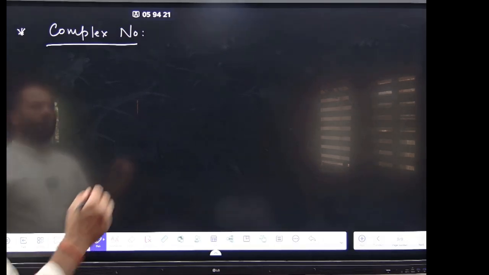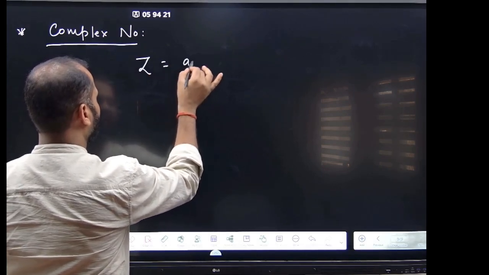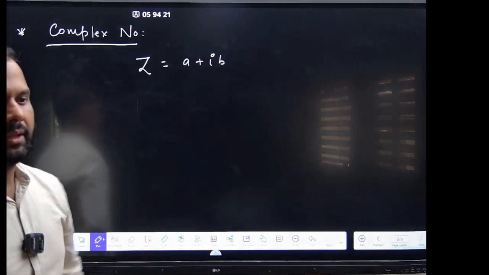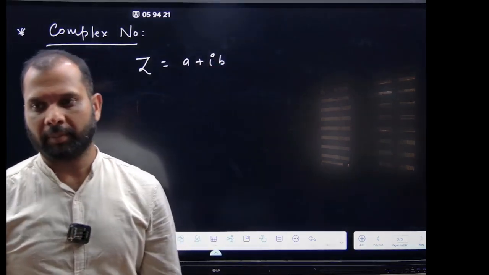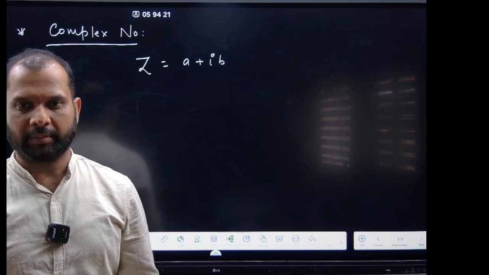So, put the heading complex number, write it down. Z, how will I be writing? A plus iota b, right? What is A? A is called the real part of the complex number. What is B? The imaginary part of the complex number, right?